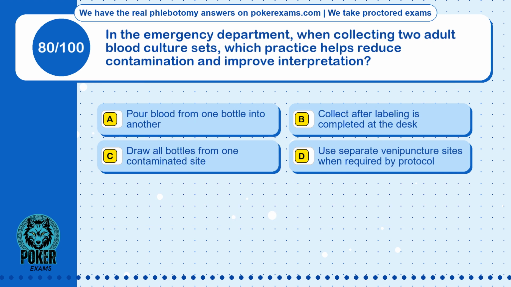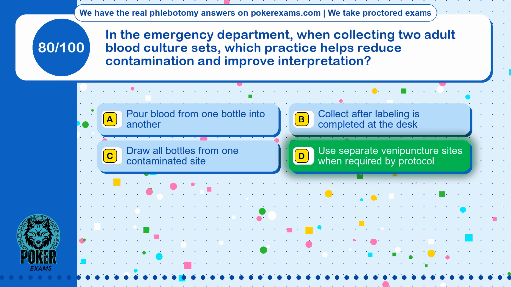Question 80. In the emergency department, when collecting 2 adult blood culture sets, which practice helps reduce contamination and improve interpretation? Option A. Pour blood from one bottle into another. Option B. Collect after labeling is completed at the desk. Option C. Draw all bottles from one contaminated site. Option D. Use separate venipuncture sites when required by protocol.